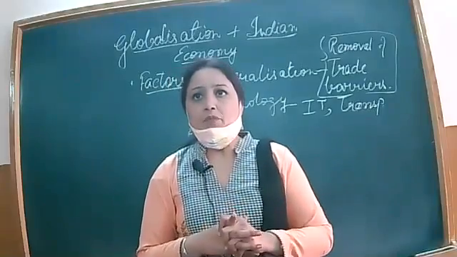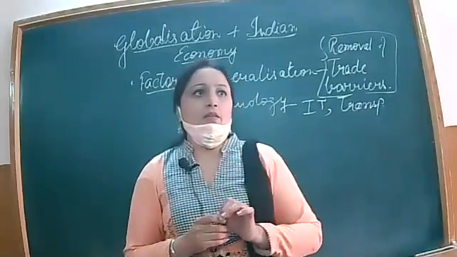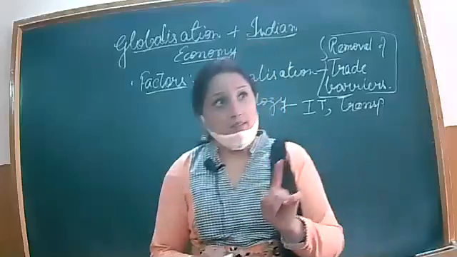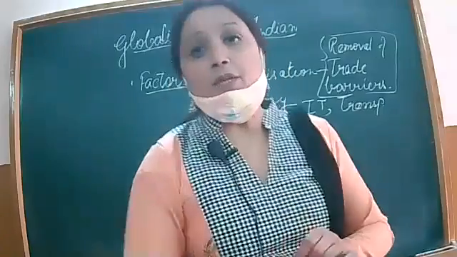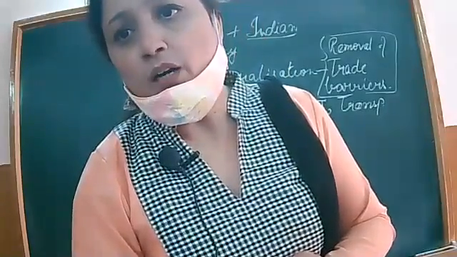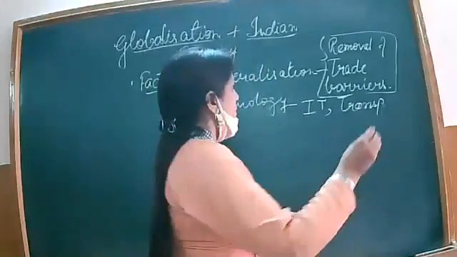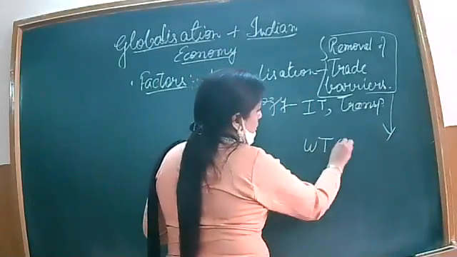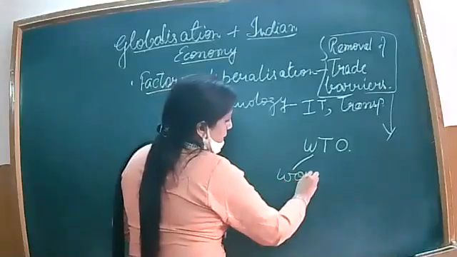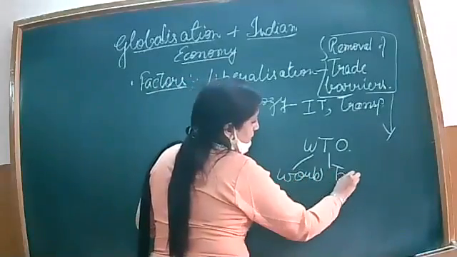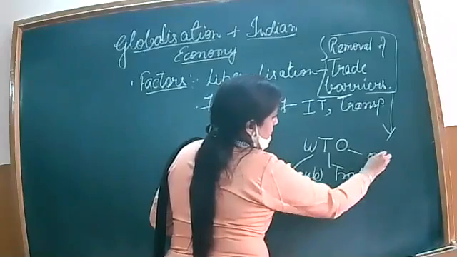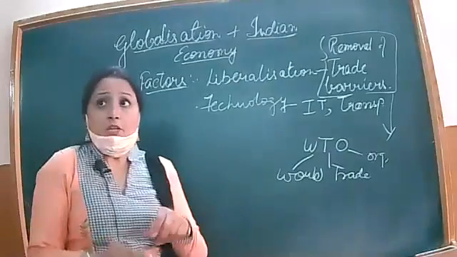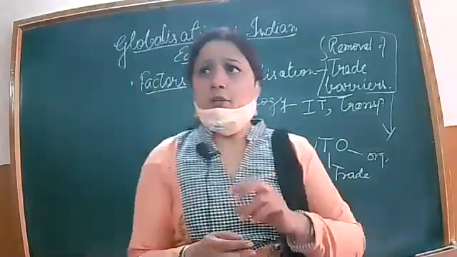Is this point clear? So in 1990, and in the same time period from 47 to 1990, there was a pressure from a world organization. The name of the organization is WTO, that is World Trade Organization. There was a pressure from WTO. They were pressurizing us. Why were they pressurizing us?